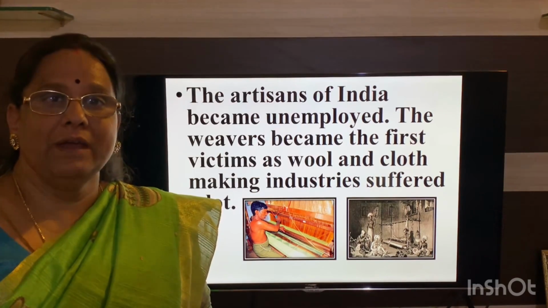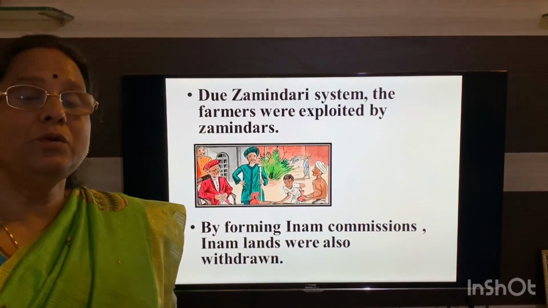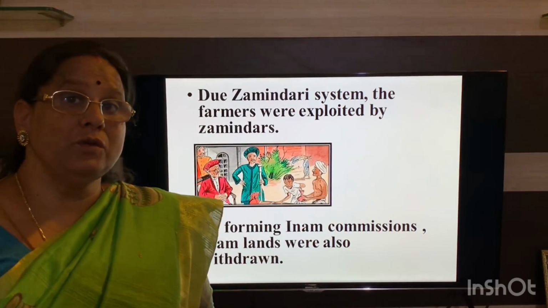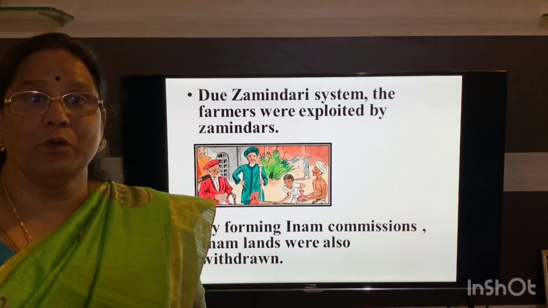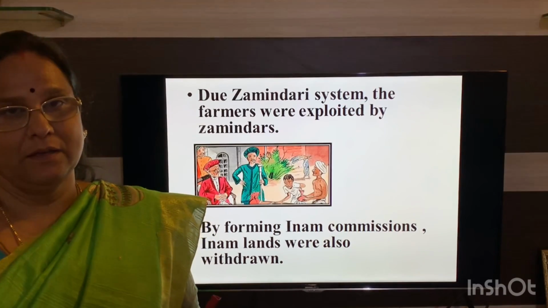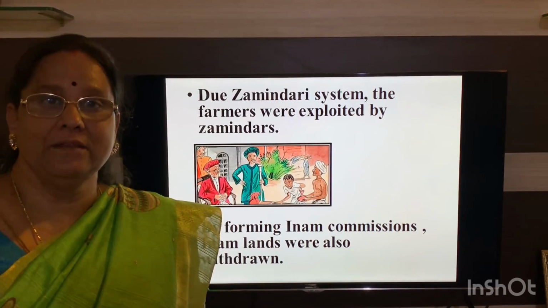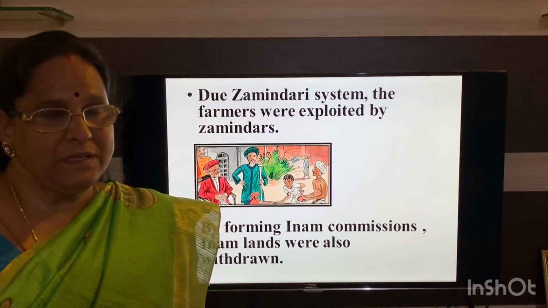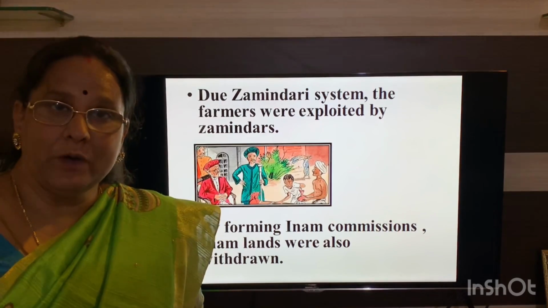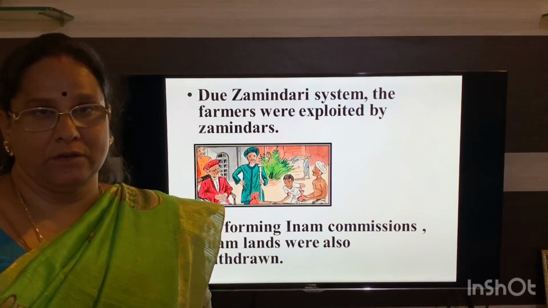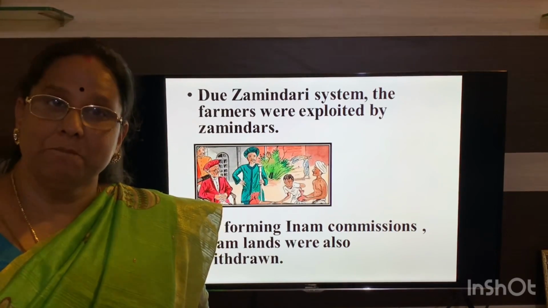the weavers. The next one is regarding the zamindari system introduced by the British; the farmers were exploited by the zamindars. A new system was introduced by the British, and that was the zamindari system, and zamindars started exploiting the farmers. So the third point is regarding Inam Commission. Through Inam, the lands were taken away by the British.